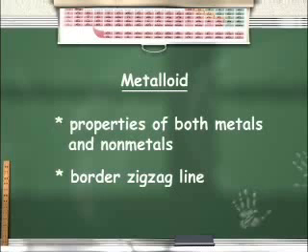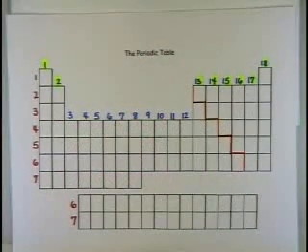Metalloids are elements that are not clearly metals and are not clearly nonmetals. They have some characteristics of both metals and nonmetals, with the exception of aluminum, which is a metal. The elements that lie along the zigzag line are the metalloids. Let's go ahead and write in the symbols for the metalloids.